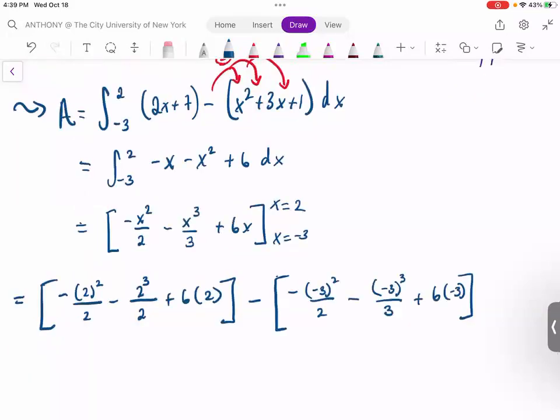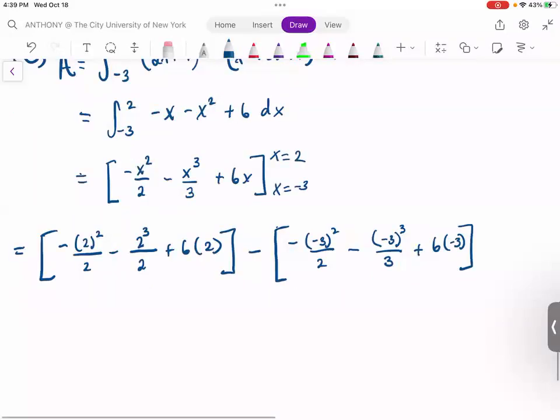All right, let's work this out. What's 2 squared? 4. 4 over 2 is 2. So you're going to have a -2 since there was a negative sign in front of it. Okay, now 2 cubed is 8. 8 over 2 is... Oh, it should have been over 3. That's right. I'm sorry. I missed that. 8 over 3. Yep. And then 6 times 2 is 12.